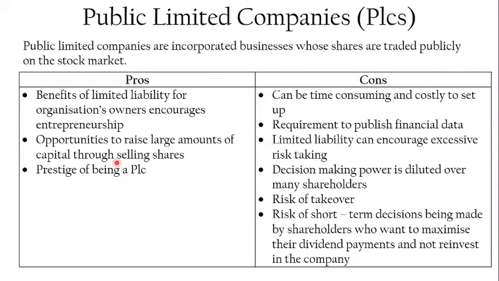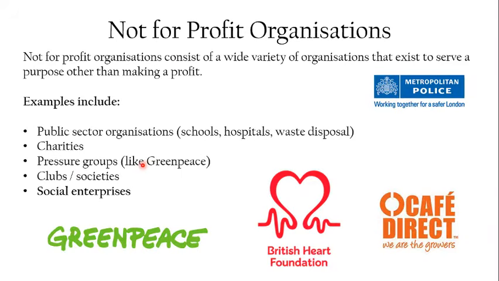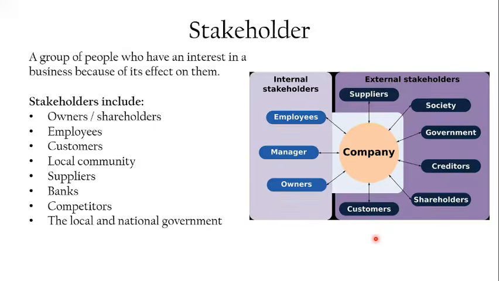Whereas a public limited company, the only difference between a public and a private limited company, well, there are some, but it tends to be around the fact that public limited companies can sell their shares on the stock market and anyone can become an owner, which makes it easier for them to raise finance. Not-for-profit organisations are a huge number of organisations that exist for a different reason other than making a profit.